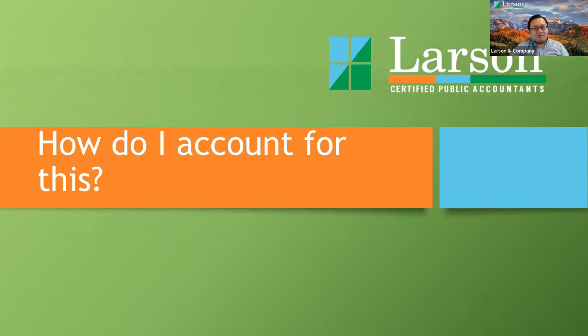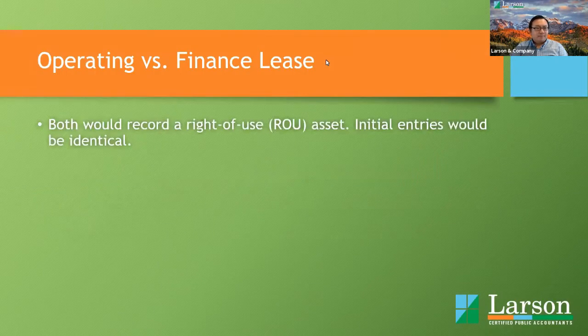So now that we know from that example that this is a lease, that it is an operating lease, how do we account for this? As we mentioned earlier, operating versus finance leases would be recorded the same way initially. Initial entries would be the same.